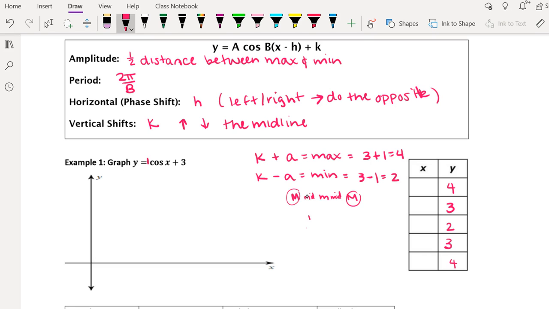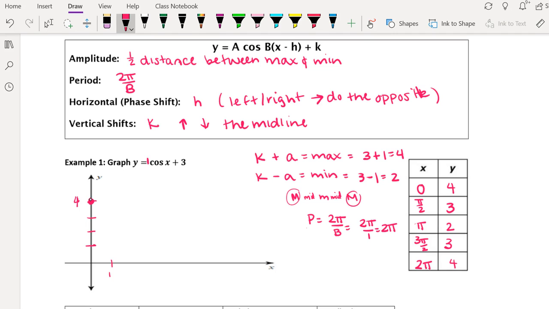Then we want to look at my period. My period is 2 pi divided by the b value. Well, the b value is 1, so that's not going to change, which means I'm going from 0 to 2 pi, and then I have pi, pi over 2, and 3 pi over 2. So that doesn't change. So if I go to 0, let's put some points up here. So I have 1, 2, 3, 4, because I need a maximum of 4.